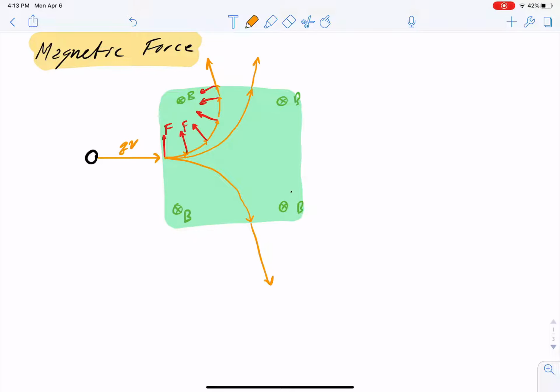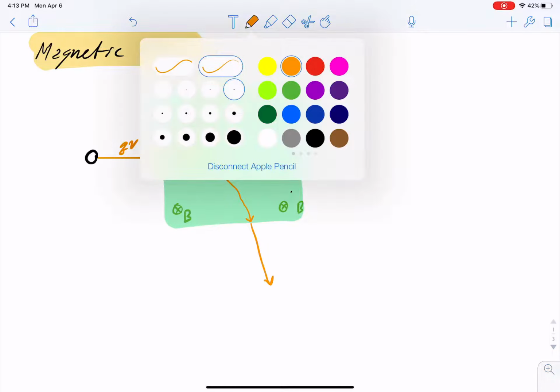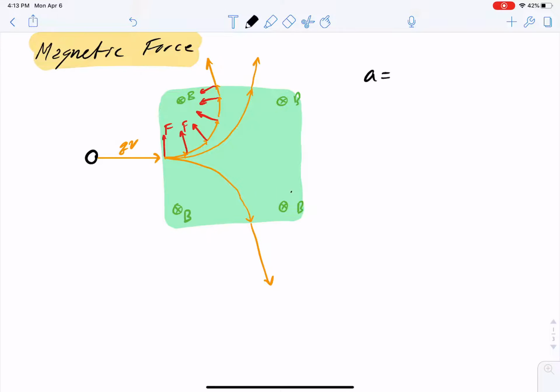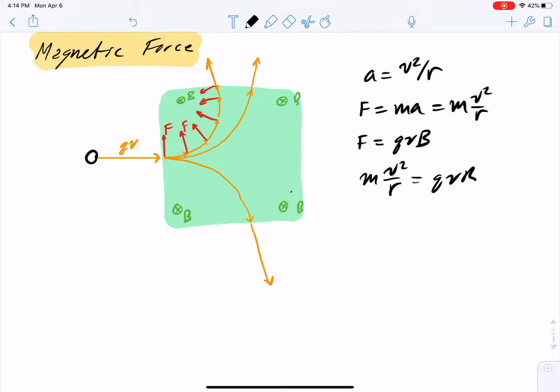Okay, and so then it goes in a circular path, we know the acceleration, remembering back from last semester. So that means the force should be like that. But we also know here that the field is perpendicular to the velocity, so the force is just the charge times the velocity times the field. So these two must be equal. So we find this nice result.